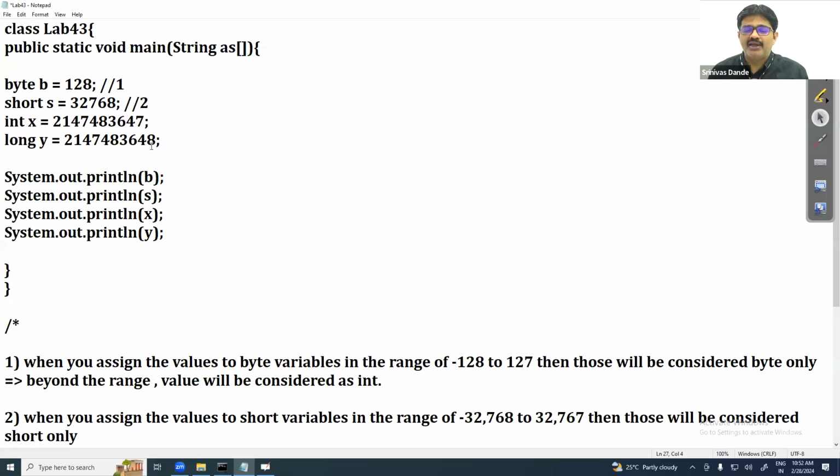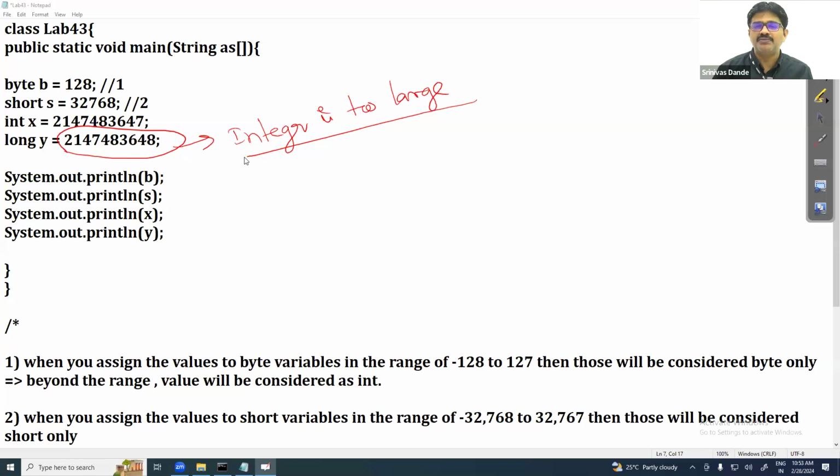I have to tell my compiler, my dear compiler, please consider this as a long. This number is out of integer range, so it is telling integer is too large. Why is it telling integer is too large? The compiler is considering this number as int only. This is out of int range, so too large, I can't assign. But what I am doing is assigning this to the long type. So the compiler has to consider this value as a long, not as int. But the compiler by default considers it as int. I want to tell the compiler, please consider this as a long only.